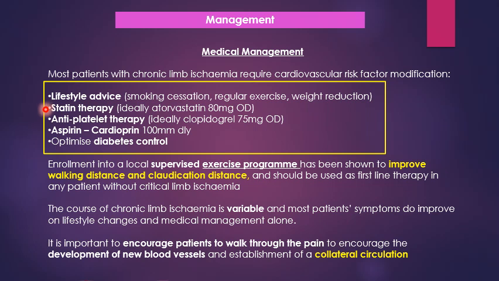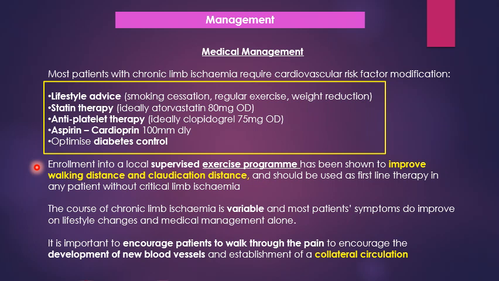Statin therapy, ideally atorvastatin 80 milligrams daily, is very, very useful to reduce the lipid levels. Antiplatelet therapy, ideally you use clopidogrel, 75 milligrams per day. And some patients use other, milder forms of blood thinning, such as aspirin, which is cardioprin, 100 milligrams daily. And it is very important to optimize the control of your diabetes. Very, very important. If the patient is diabetic and hypertensive, this must be controlled.